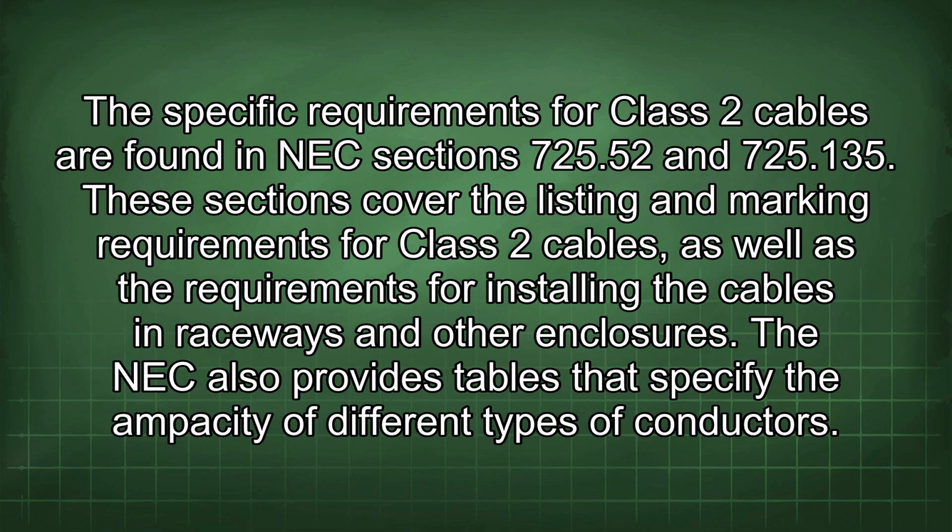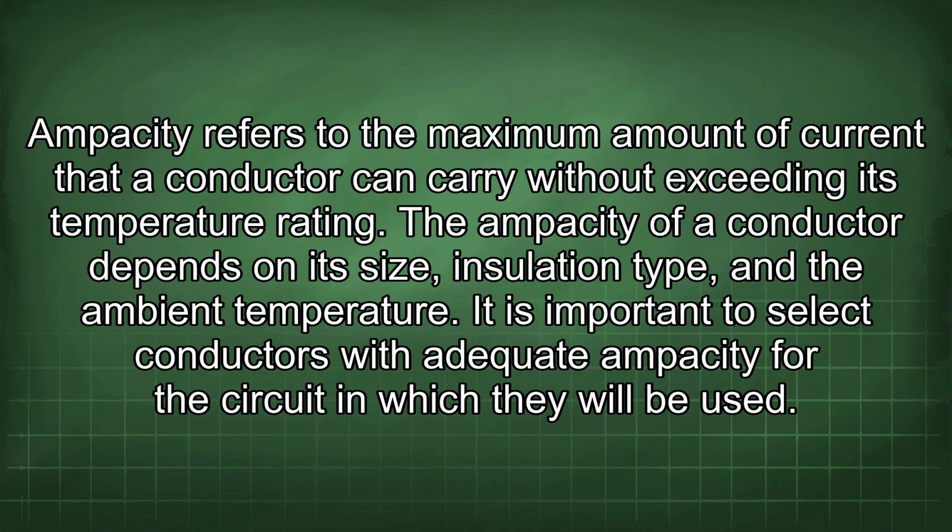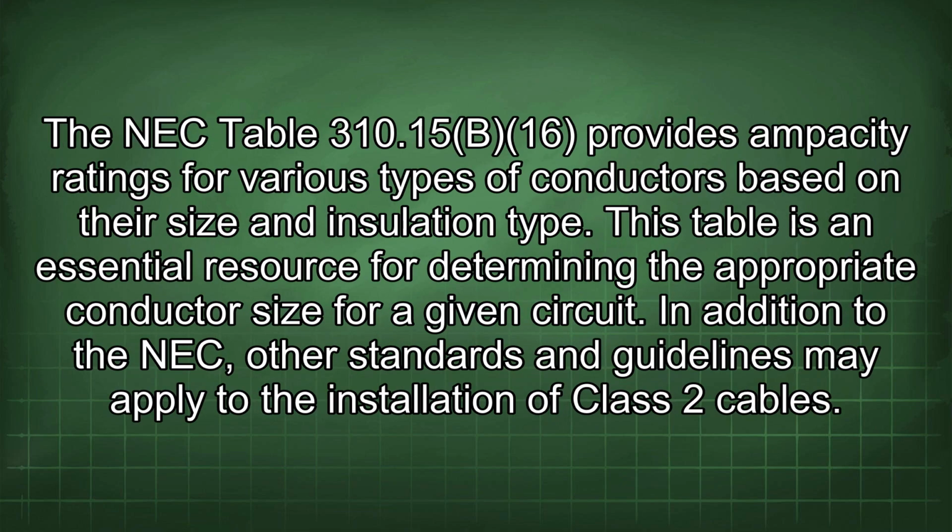The NEC also provides tables that specify the ampacity of different types of conductors. Ampacity refers to the maximum amount of current that a conductor can carry without exceeding its temperature rating. The ampacity of a conductor depends on its size, insulation type, and the ambient temperature. It is important to select conductors with adequate ampacity for the circuit in which they will be used. The NEC Table 310.15(B)(16) provides ampacity ratings for various types of conductors based on their size and insulation type. This table is an essential resource for determining the appropriate conductor size for a given circuit.